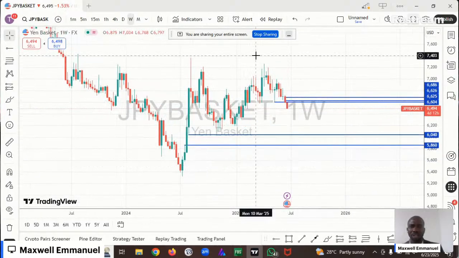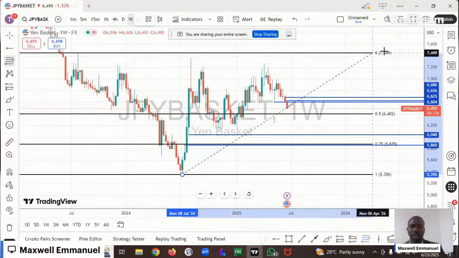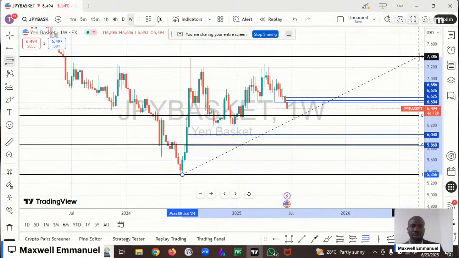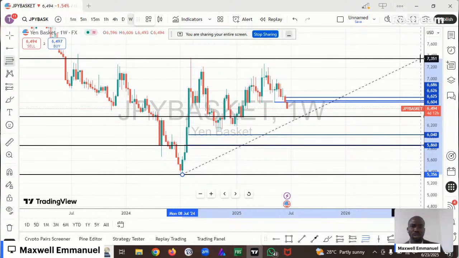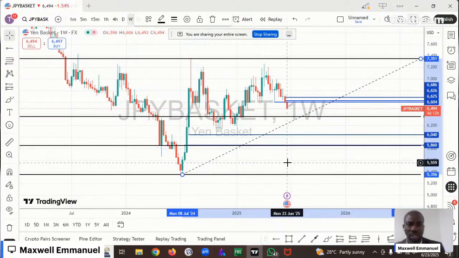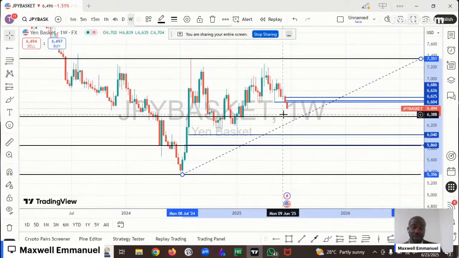If you apply your Fibonacci tool from this swing low to this swing high, you can see that price is at premium, and at premium you don't buy. Look for sales at premium. So we want to see price pull back to a discount area before we go bullish on the yen. So you should be looking for sales. Yen is bearish at the moment.